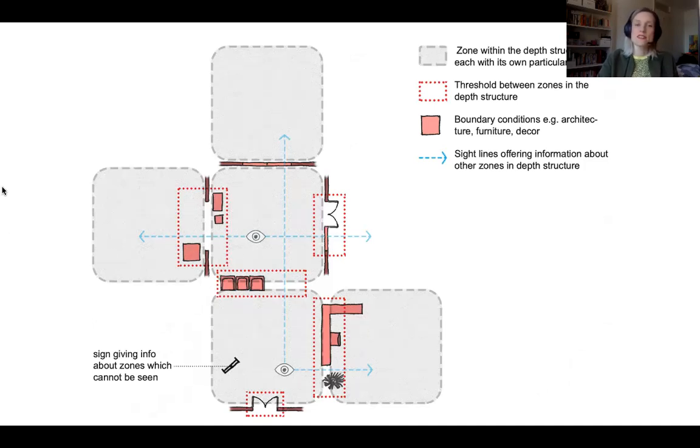A depth structure is composed of multiple discrete zones, each with its own unique decorum, norms, and expectations of behaviour. In each zone, the decorum is different and communicated by the people, architecture, and objects of that zone, and the decorum changes between adjacent zones. Where zones meet are thresholds, which are the social boundaries defined physically by boundary objects or boundary conditions.